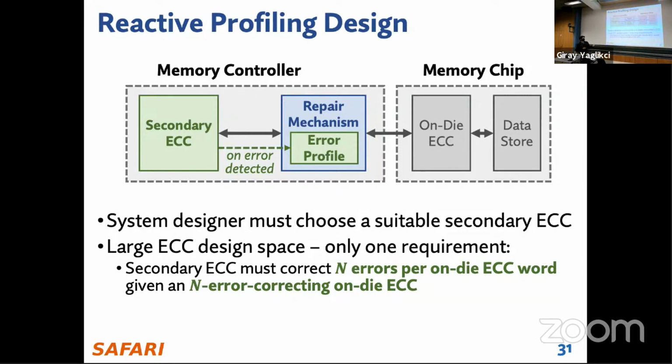The system designer needs to take that into account when choosing an appropriate secondary ECC. Because in a more complicated case, there's not just one memory chip here. Like we've seen in the past, memory modules contain 8, 16, 32 chips. Each of those on-die ECC words needs to be protected by the secondary ECC in order to do effective profiling. But it is a very large design space because it depends on both how the on-die ECC is designed, how many chips there are, and a lot of other factors that we talk about in the paper.